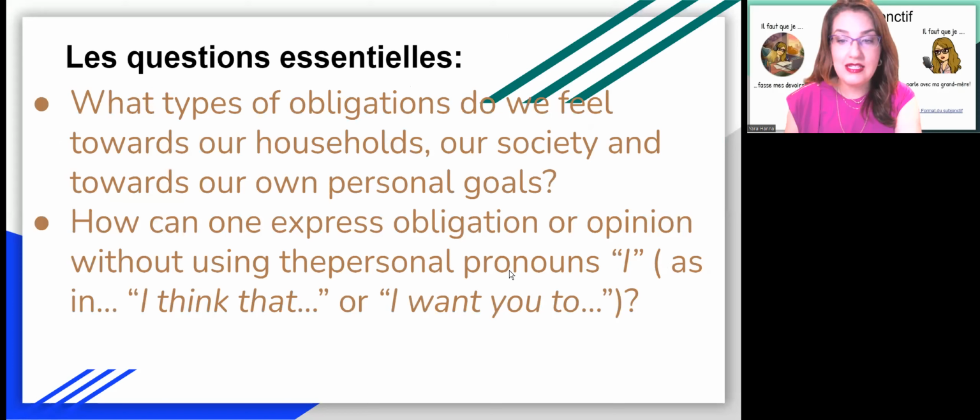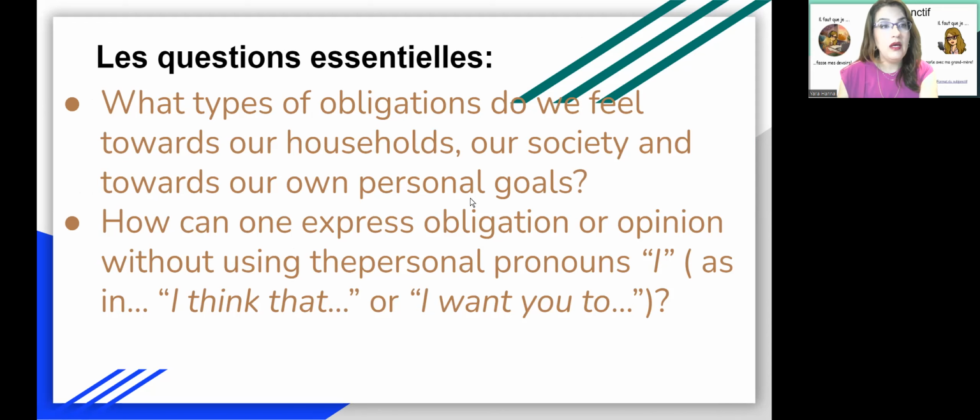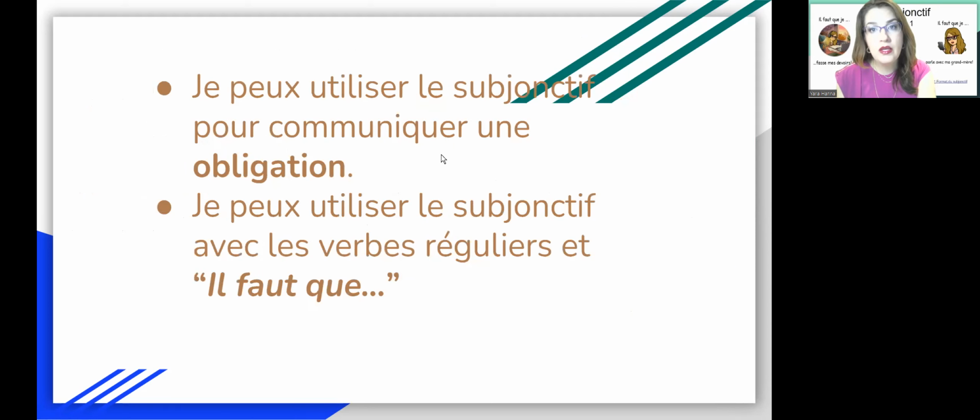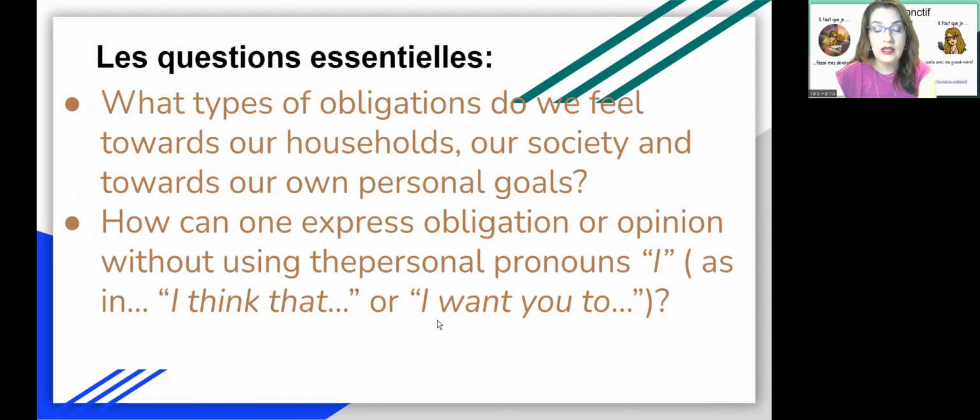Voilà les questions essentielles de cette unité 2. What types of obligations do we feel towards our household, our society, and towards our own personal goals? And how can one express obligation and opinion without using the personal pronouns I, as in I think that and I want you to? So we started answering some of these essential questions in other videos. Today we will focus on the second essential question.